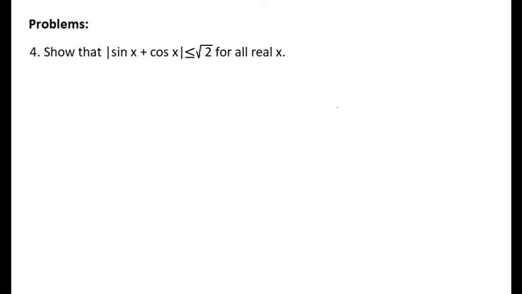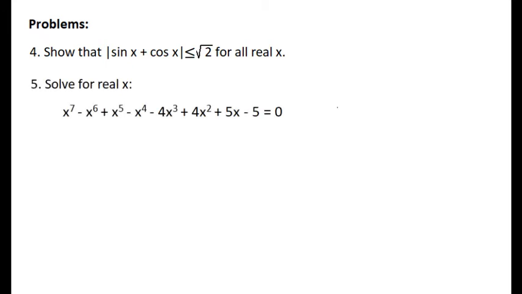First, in problem number 4, you are asked to show that the absolute value of sine x plus cosine x is always less than or equal to square root of 2. Second, you are asked to solve the equation x to the 7th minus x to the 6th plus x to the 5th minus x to the 4th minus 4x to the 3rd plus 4x squared plus 5x minus 5 equals 0.